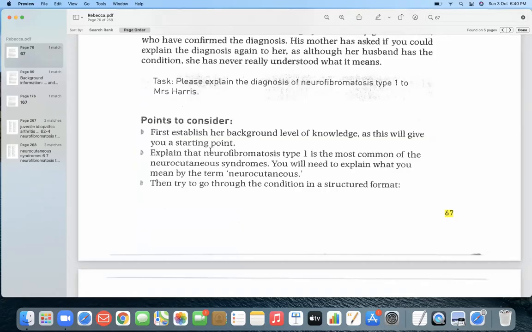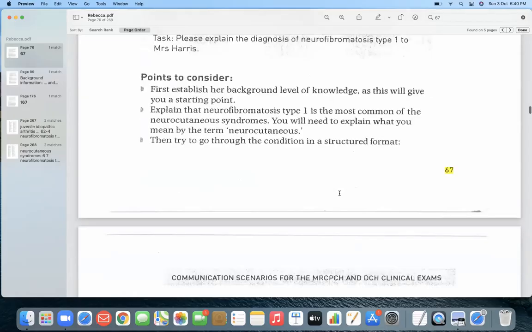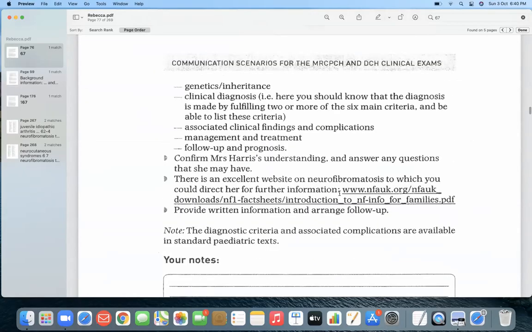So this is previous knowledge. Explain that neurofibromatosis type 1 is the most common of the neurocutaneous syndromes. You will need to explain what you mean by the term neurocutaneous. Then try to go through the condition in a structured format. The first is the genetics and inheritance.